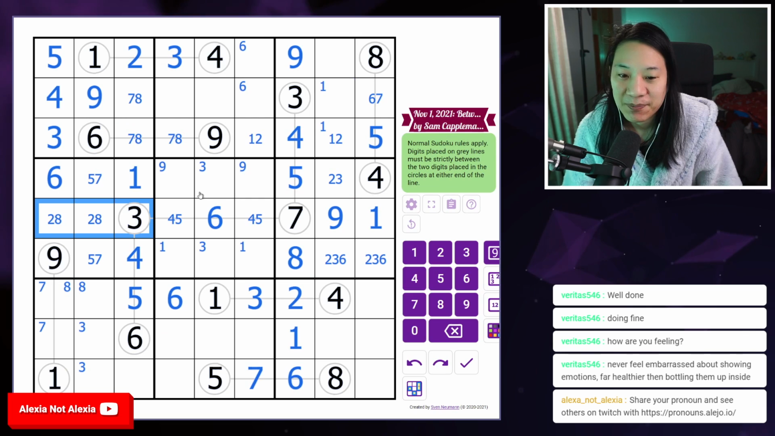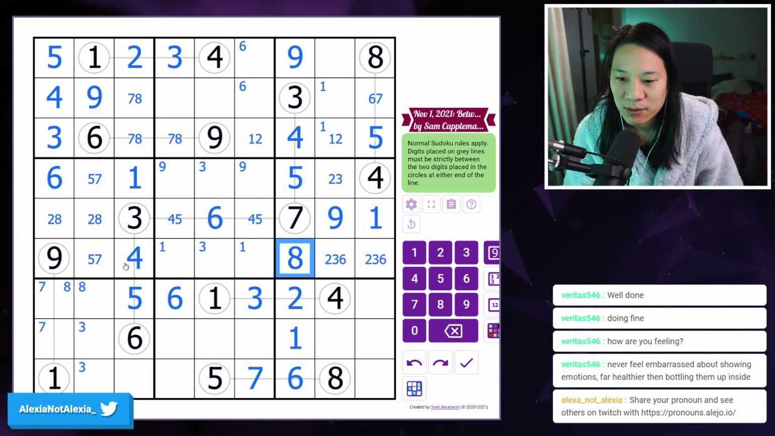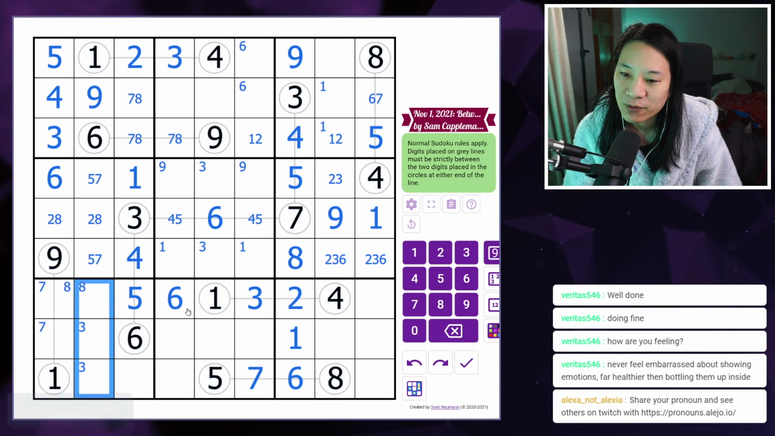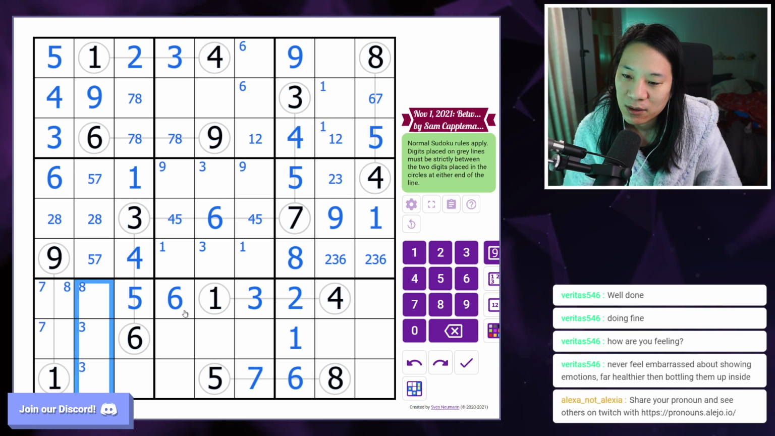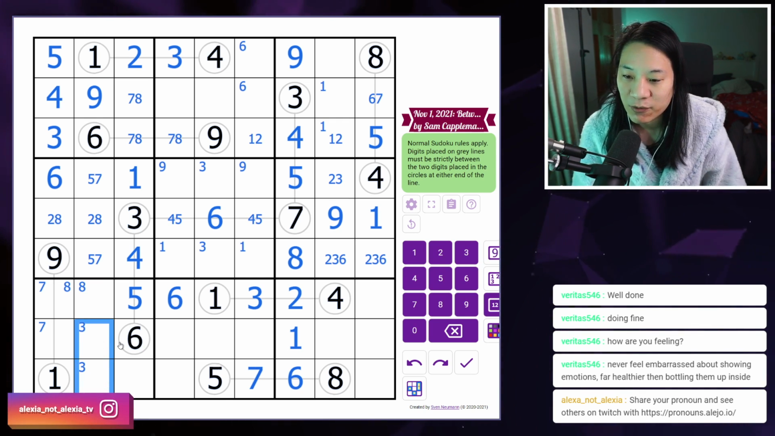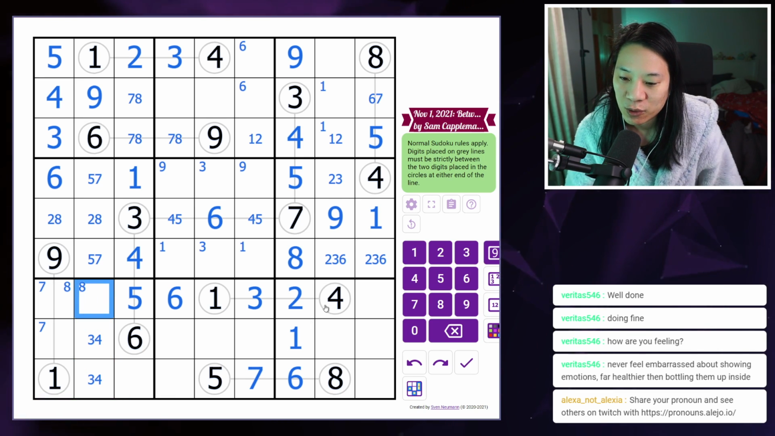I hate it. What else are there to do? 4, 5, 7. So these are 2, 8, 3, 2, 3, 8, and 4. So that's a 3, 4 pair then, because this can't be a 2 or a 4.